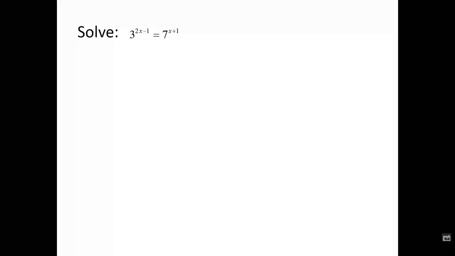In the next example, we will solve the exponential equation 3 to the 2x minus 1 is equal to 7 to the x plus 1. So we're going to take the natural log of both sides. So we have the natural log of 3 to the 2x minus 1 is equal to the natural log of 7 to the x plus 1. All right? Using the properties of logarithms, we can multiply by the exponent.